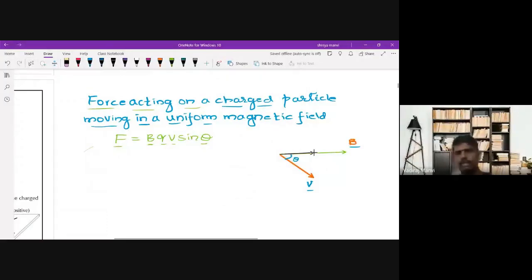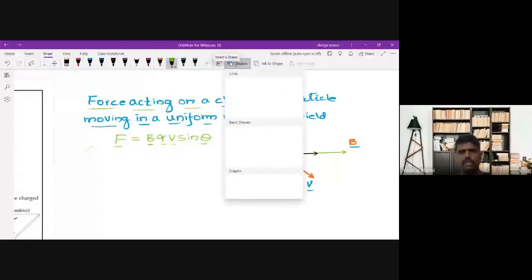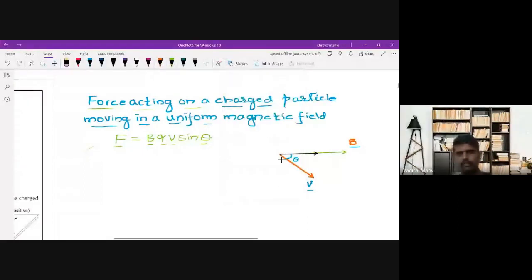Let us say this is the vector along the magnetic field. Fine. I'll take one more vector which is perpendicular to it. Okay, so I resolved it into two components. Hope the diagram is clear. Check again, anything you want to ask.